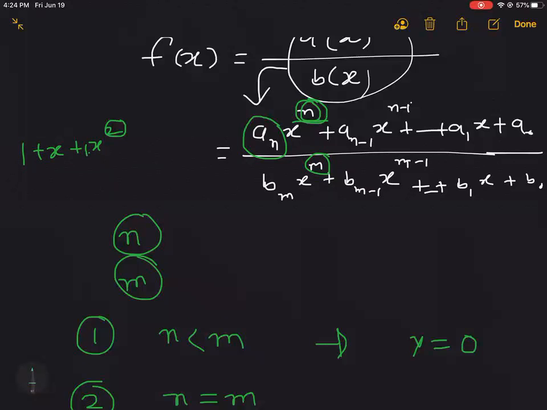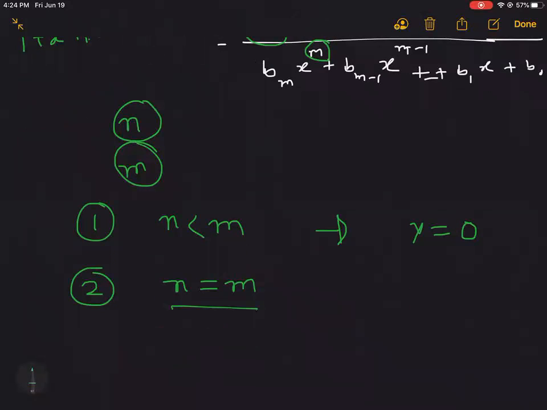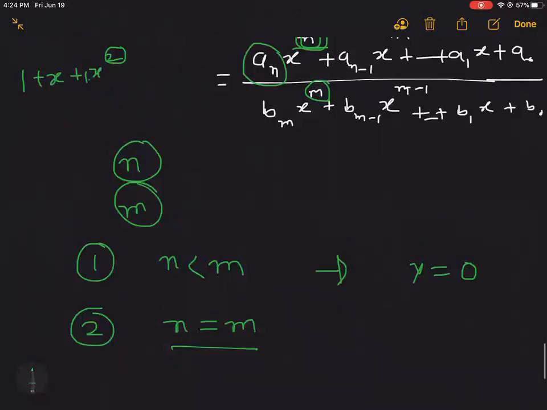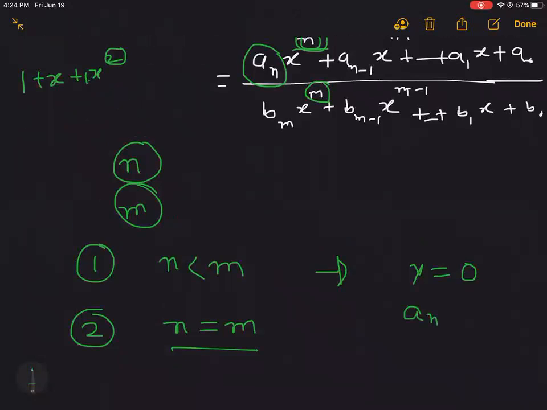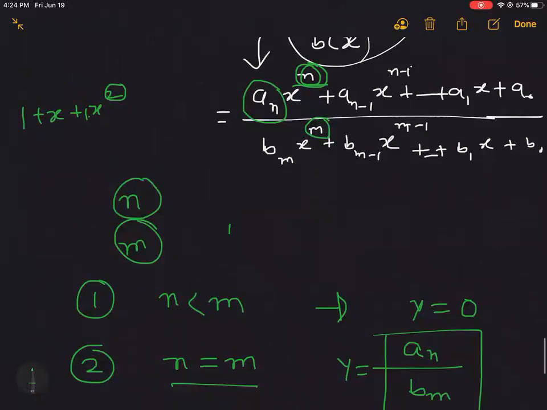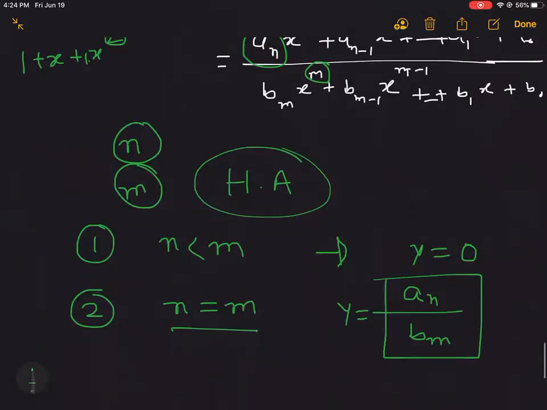Okay. So as I said, if your degrees are same, we'll just take the ratio of the leading coefficients. That's it. This will be y equals, of course, y equals this will be your, what I was talking about, vertical? No, horizontal asymptotes. Sorry. Okay. So this is actually the shortcut.